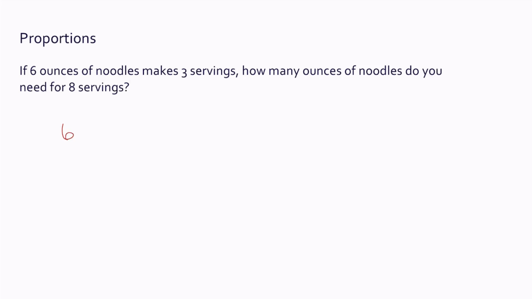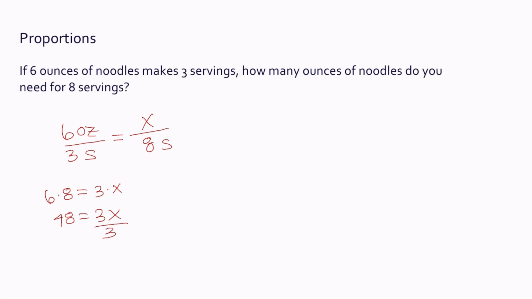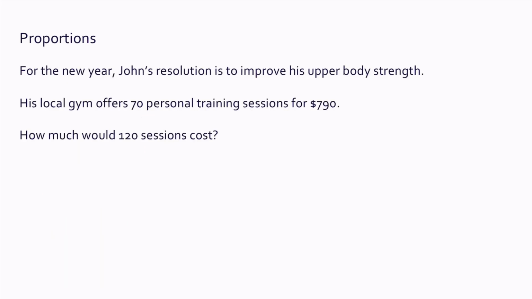All right, so if I have 6 ounces of noodles, and that's 3 servings, how many ounces of noodles do I need for 8 servings? So I'm cross multiplying. 6 times 8 equals 3 times x. 48 equals 3x. Divide both sides by 3. So I need 16 ounces of noodles for 8 servings. All right, give this one a shot.